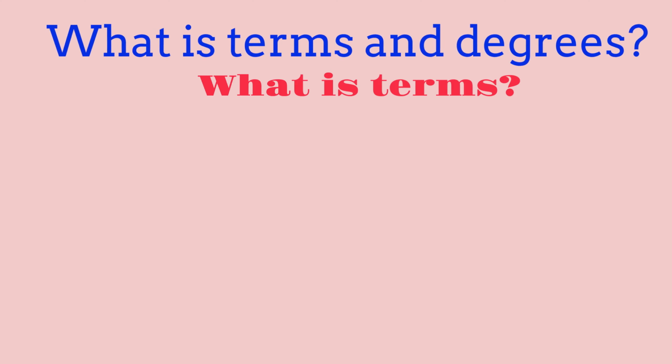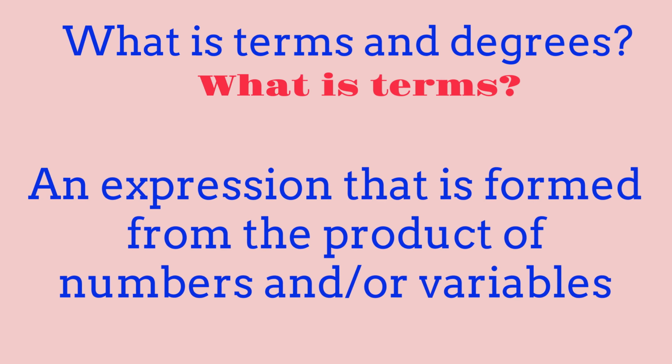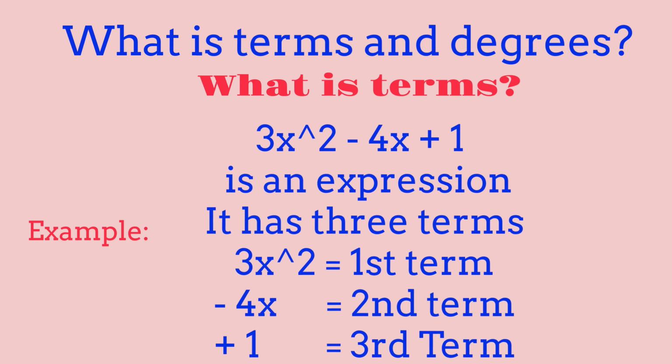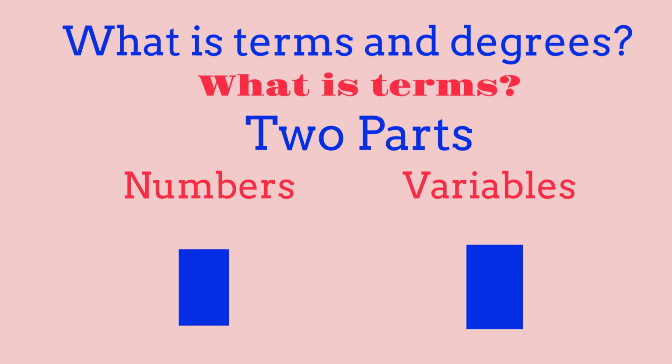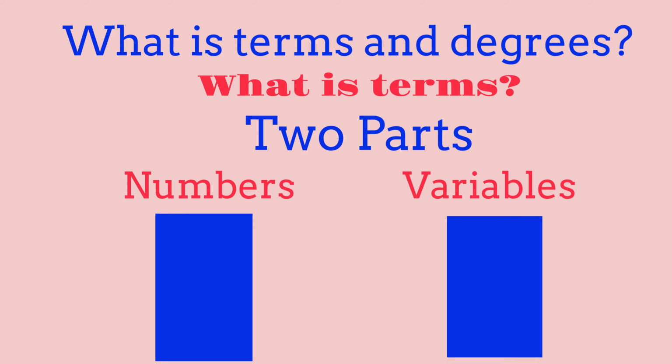So let's first look at what terms are. A term is an expression that is formed by the product of numbers and or variables. So for example, 3x squared minus 4x plus 1. And this is an expression. And in this expression, there are three terms. The first term is 3x squared, the second one is minus 4x, and the third one is plus 1. So all terms have two parts. And those two parts are, as we said before, the number and the variable.